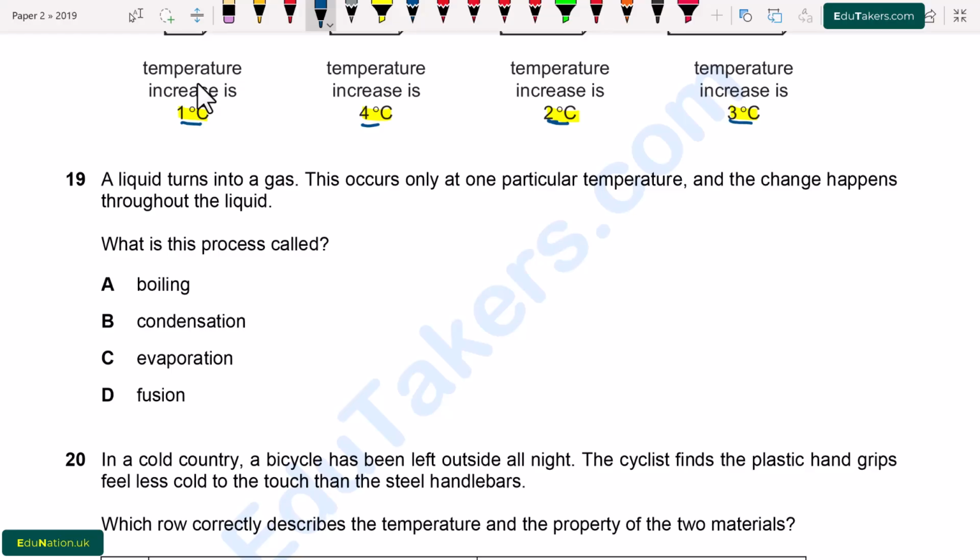Question number 19. A liquid turns into a gas. This occurs only at a particular temperature and the change happens throughout the liquid. What is this process called? When a liquid changes into gas, there should be boiling. Now we see the options. Option A, boiling, B, condensation, C, evaporation, D, fusion. So from here option A is correct, which shows boiling.